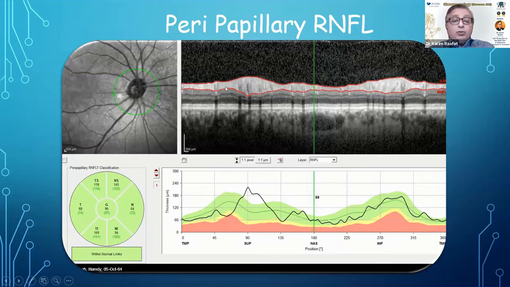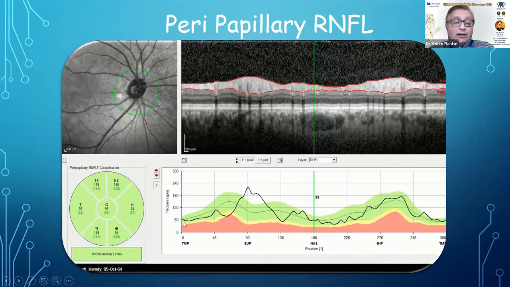And what's in between these 2 red lines is measured and expressed in different ways, either in numbers or in what we call the TSNIT curve. TSNIT stands for temporal, superior, nasal, inferior, and coming back to the temporal. And we always see this bi-hump configuration because the superior and the inferior poles have the thickest gathering of the nerve fiber layers, causing this bi-hump configuration.